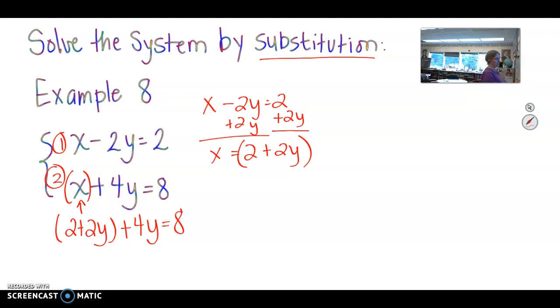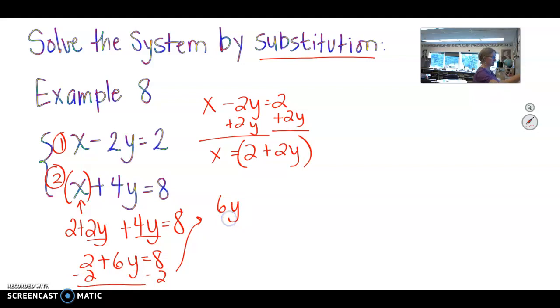So I'm going to get rid of these parentheses, because I'm not multiplying that quantity by anything. So I have this 2y and 4y that are like terms. So 2 plus 6y equals 8. Then I'm going to subtract 2 and move it over here. On this side, the 2's disappear, they add to 0. So I have 6y equals 8 minus 2, which is 6. Divide by 6, and we get y equals 1.